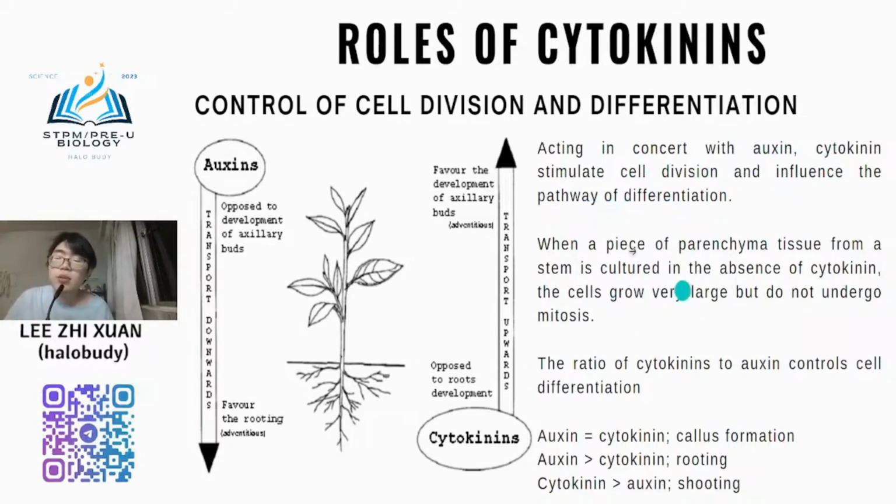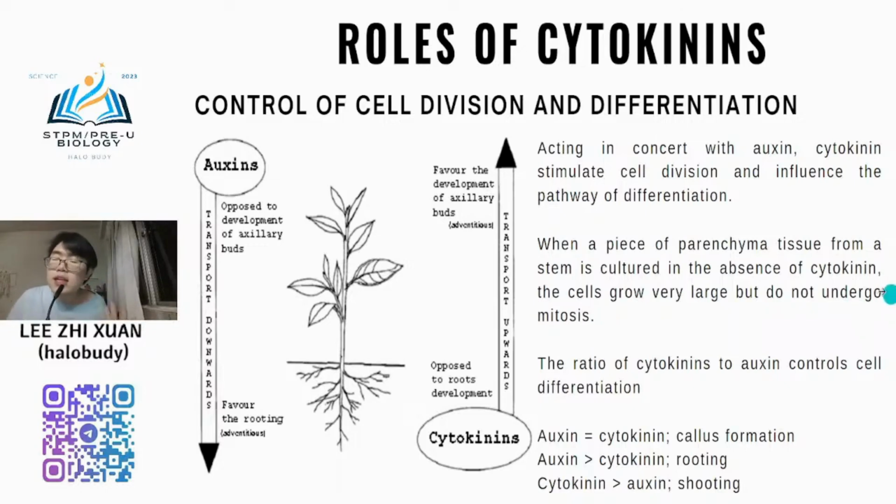When the plant cell is cultured in the absence of cytokinin, the cell will grow very large but does not undergo mitosis. This is the key point that I want to tell you. Meaning that auxin only makes the cell grow very large. The cell number is still maintained. If you place 10 cells in the culture, finally you only have 10 cells too, but the cell size will be very large.